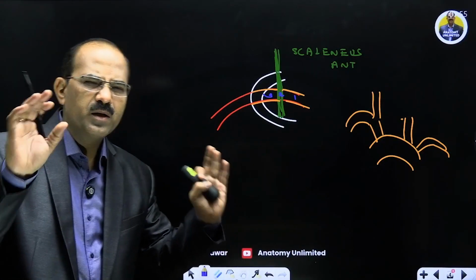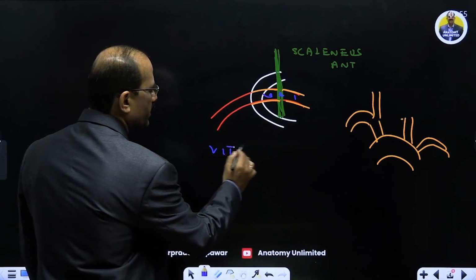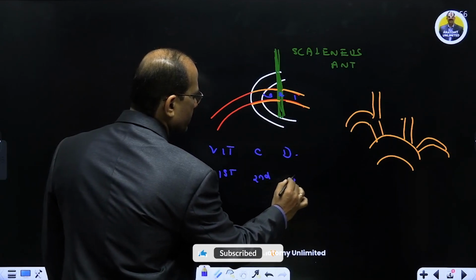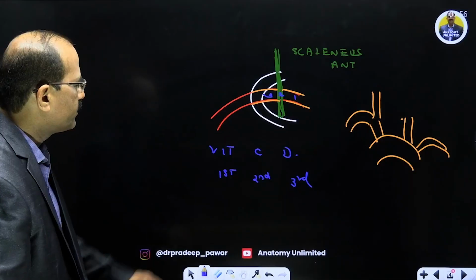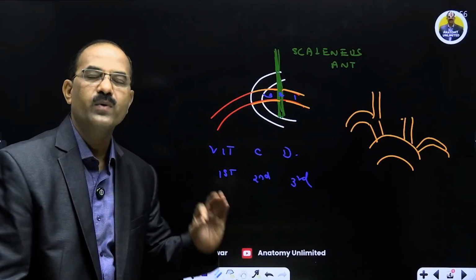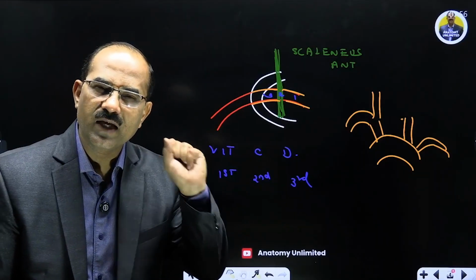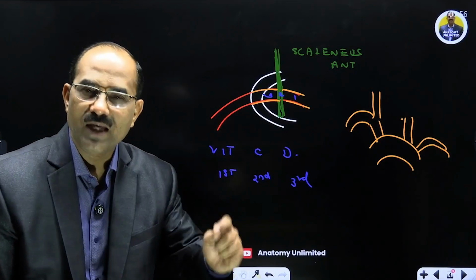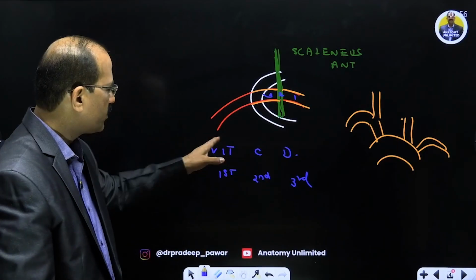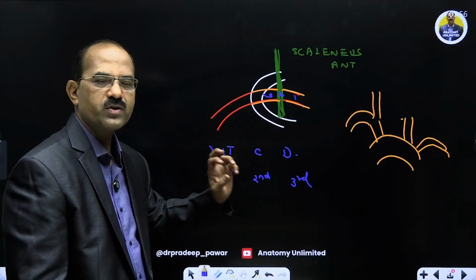So how do you remember the branches of the subclavian artery? Just remember the mnemonic VITamin C D. V is vertebral artery, I is internal thoracic artery, T is thyrocervical trunk, all from the first part. C is costocervical trunk, from the second part, and D is dorsal scapular artery, from the third part.